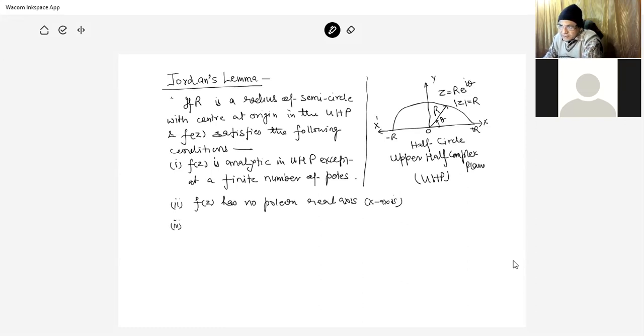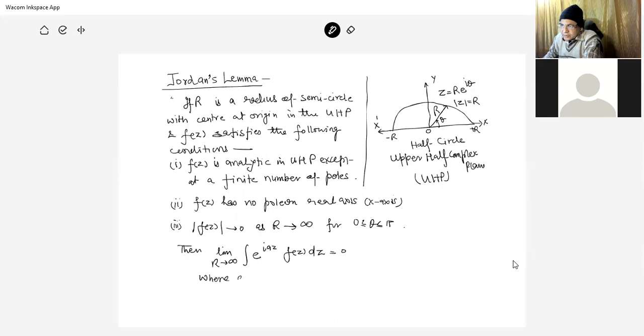Third and final condition is that the mod of f(z) tends to zero as r, the radius, becomes very large, tends to infinity, for theta less than pi and greater than zero. Then the limit as r tends to infinity of the integral of e raised to the power i a z times f(z) dz is equal to zero, where a is a positive real number.